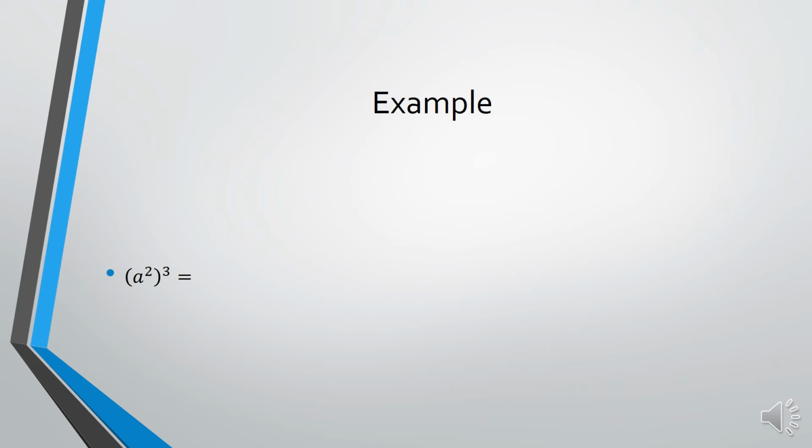Now let's look at what is a squared cubed. So what that means is you're going to write a squared 3 times. So since you're cubing it, a squared times a squared times a squared. Next, each of these a squareds is a times a.